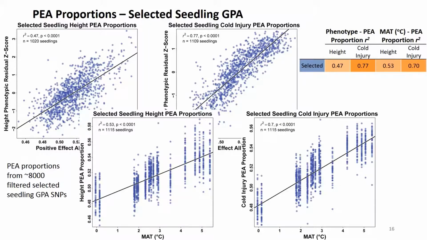Now, using these selected seedling GPAs and calculating PEA proportions, they're also very strongly related for both height and cold injury, both very strongly related with mean annual temperature, which is interesting and potentially useful if you want to manage adaptation in relation to mean annual temperature.